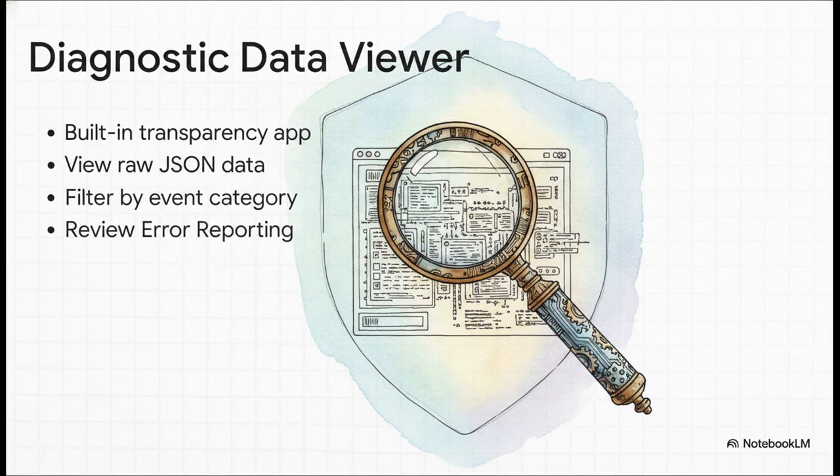Why does raw JSON matter? Because you're seeing the unfiltered truth of exactly what Microsoft servers are receiving, with zero marketing spin. You can filter events by category, review Windows error reporting logs, and thoroughly audit your shared data, all without relying on sketchy third-party privacy utilities.